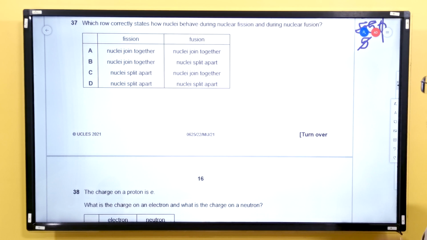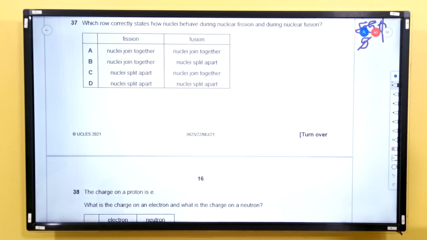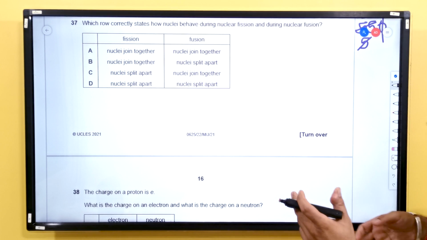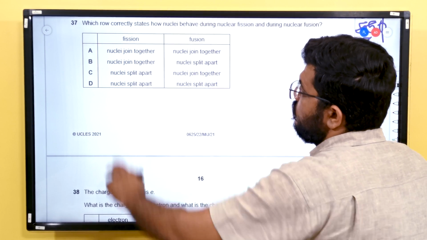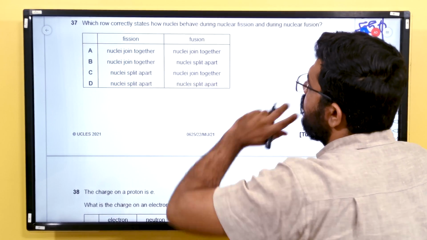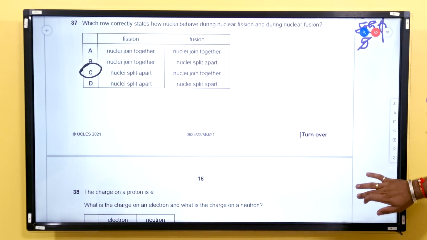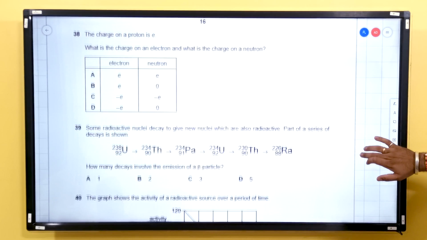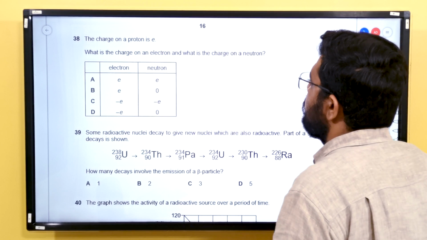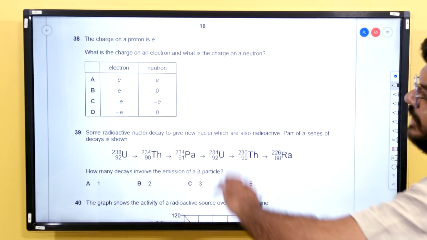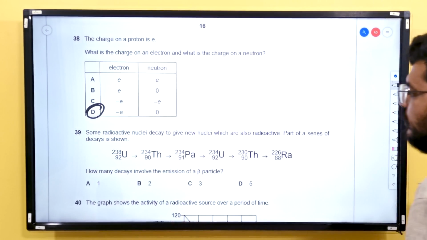Question 37. Which row correctly states how nuclei behave during nuclear fission and nuclear fusion? In nuclear fission, they separate and in nuclear fusion, they join together, right? So in nuclear fission, they split apart and in nuclear fusion, they join together. Option C will be your correct answer. Question 38. The charge on a proton is E. What is the charge on an electron and what is the charge on a neutron? So the charge on an electron is minus E and the charge on a neutron is 0. So D is your correct option.